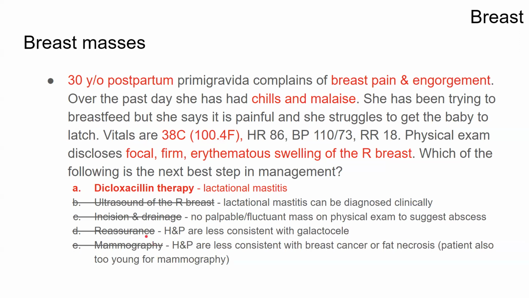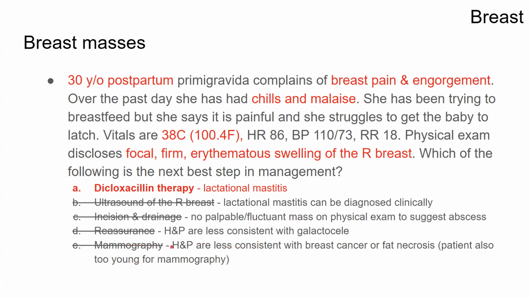Reassurance. This would be more if the patient had come in with something like a galactocele, which is like a clogged milk duct, causing milk buildup in the ducts, and then you have a mass. But also, if a galactocele is presenting with a palpable fluctuant mass, you would not want to reassure them. You'd want to consider getting imaging. So this answer is wrong for those reasons.